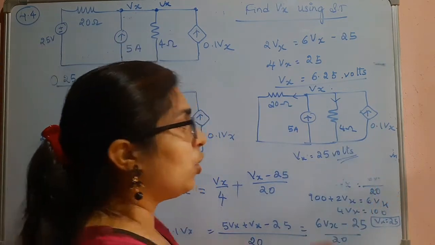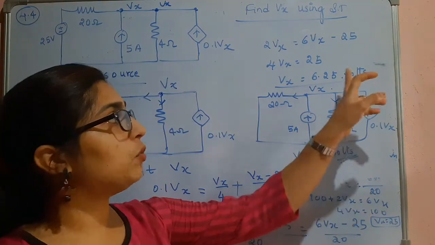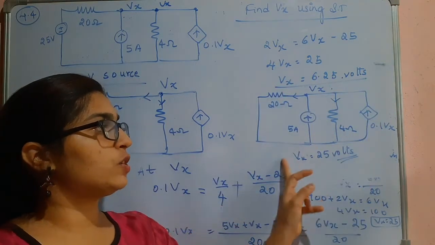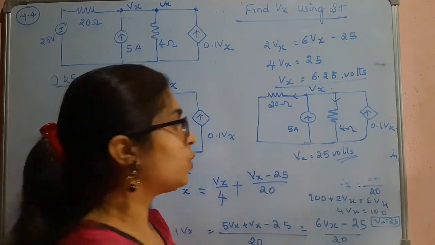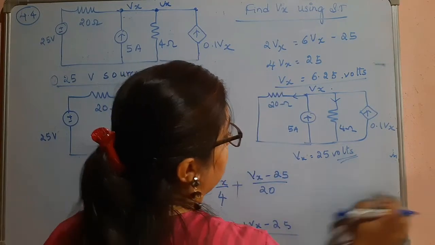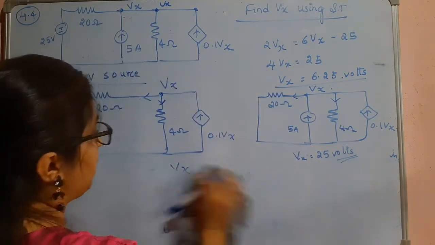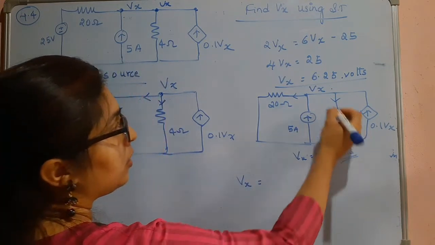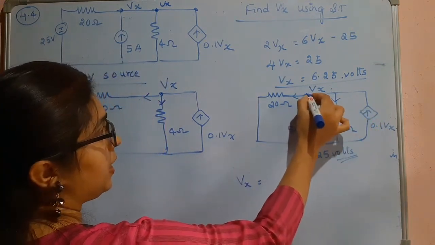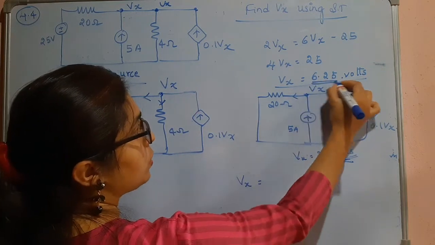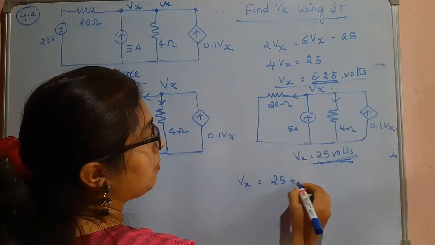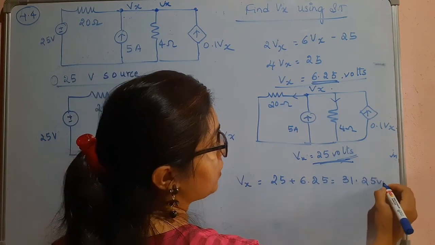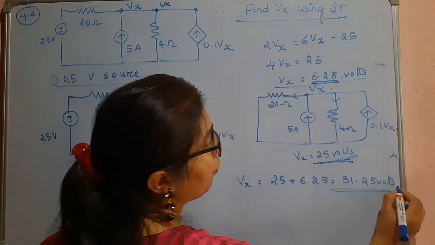Now, according to the superposition theorem, we have to add these two, because one is due to the voltage source and the other is due to the current source. Finally, the additivity property comes into existence. Vx will be equal to 25 plus 6.25, since both are positive, which is equal to 31.25 volts. So this is the value of Vx.